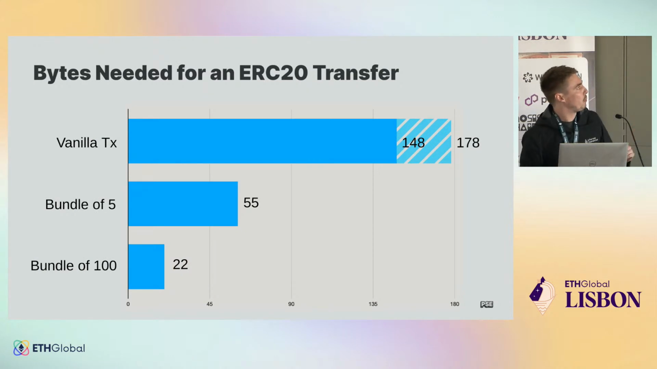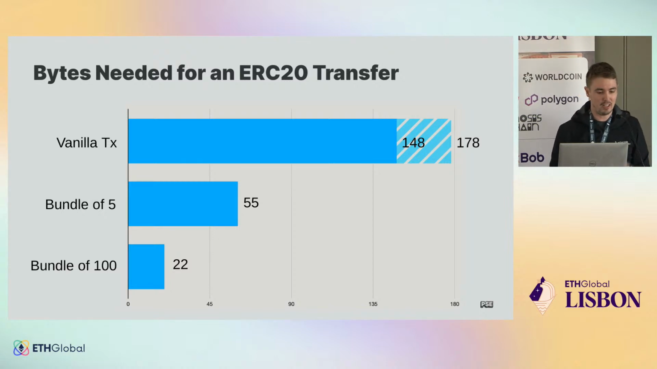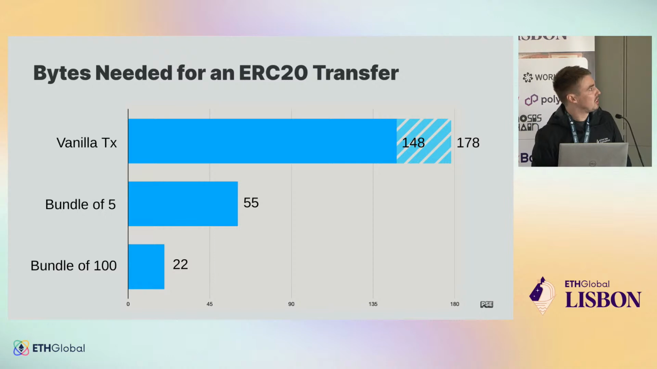Finally, on the compression side, I'll leave you with this to summarize the amount of bytes that you need for an ERC20 transfer under different scenarios. In the vanilla transaction, which is the status quo today, you're looking at 150 to 180 bytes depending on how you count them. But if you use WAX, in a bundle of 5 transactions, you're only going to have to pay for 55 bytes each. And if you can aggregate into 100, then you're only paying for 22 bytes each. So this is pretty exciting. We're looking at reducing the amount of call data by almost a factor of 10, and that corresponds to being able to do 10 times as many transactions. So we're pretty excited about that.